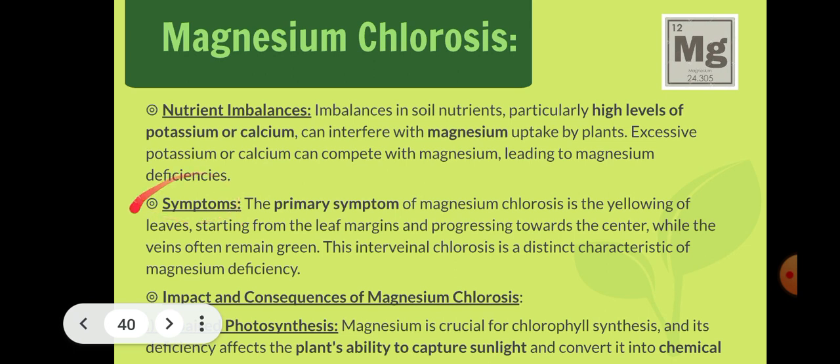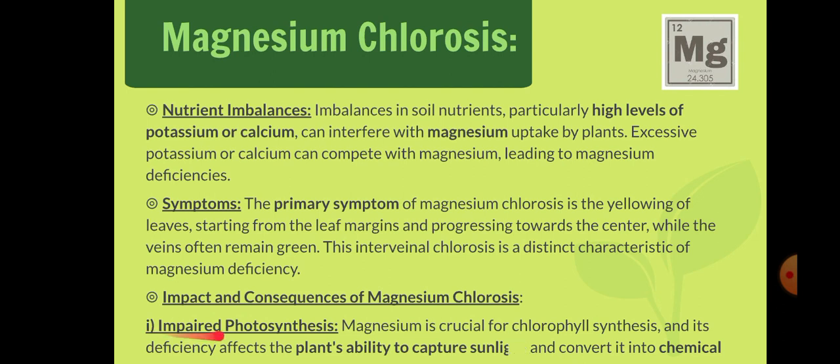Now let me talk about the symptoms. The primary symptom of magnesium chlorosis is the yellowing of leaves, which starts from the leaf margins and then slowly progresses towards the center. The veins often remain green, and this interveinal chlorosis is a very clear characteristic of magnesium deficiency. Now I will be talking about the impact and consequences of magnesium chlorosis.